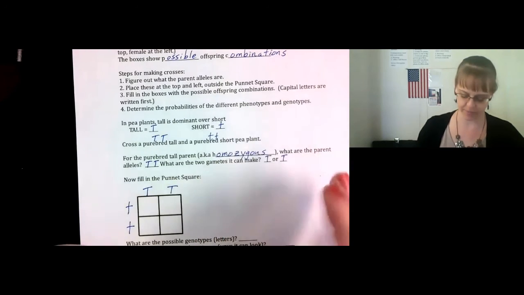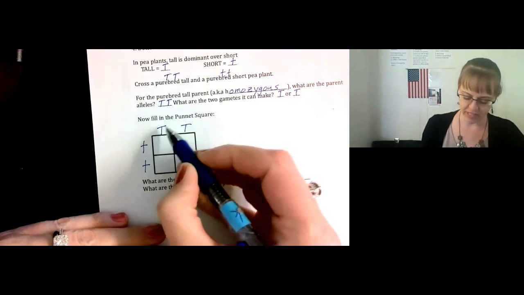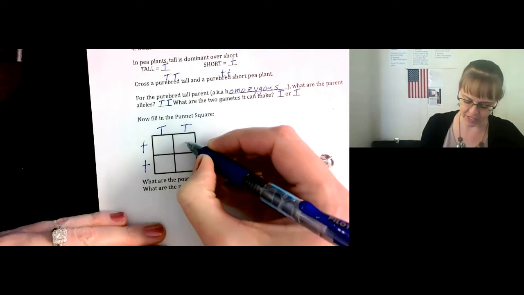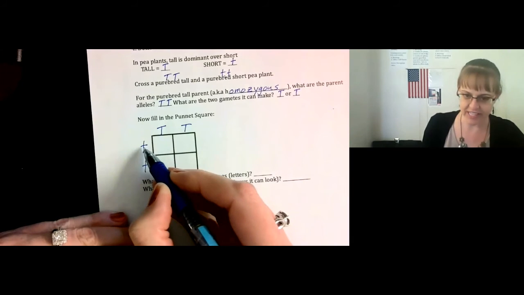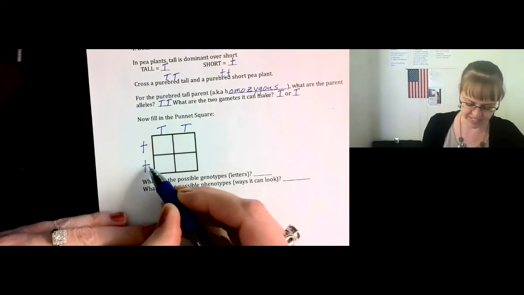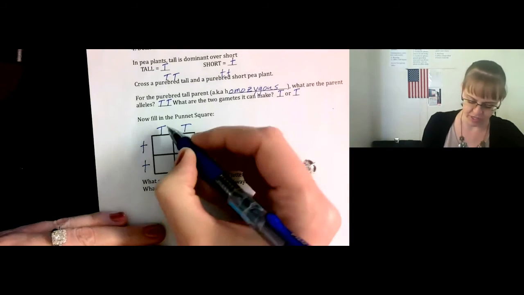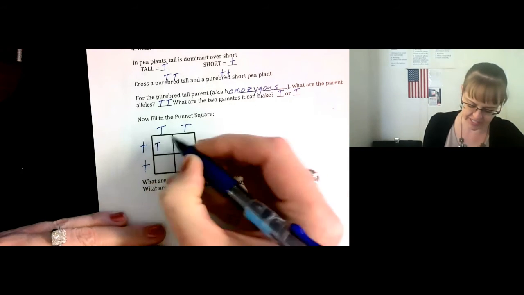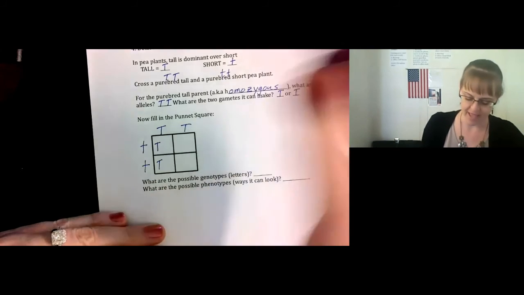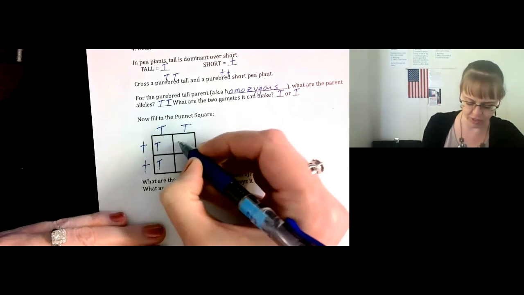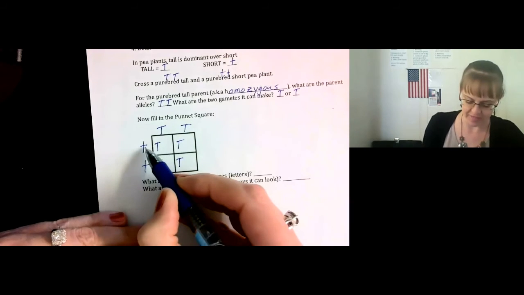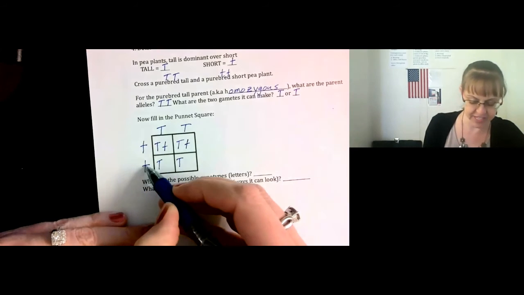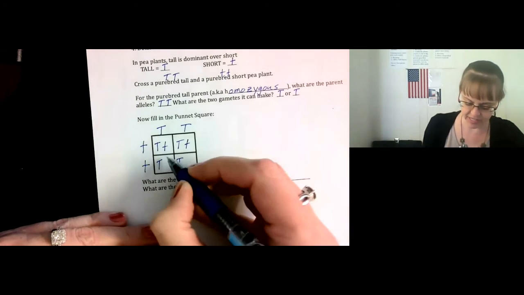Capital letters are written first. So this capital letter can be passed on to these two offspring, and this capital letter can be passed on to these two. This lowercase letter can be passed on to these two, and this lowercase letter can be passed on to these two. So write your capital letters first. This capital letter can be passed on to this or this offspring. This capital letter can be passed on to these two offspring. This lowercase letter can be passed on to these two offspring, and this lowercase letter can be passed on to these two offspring.